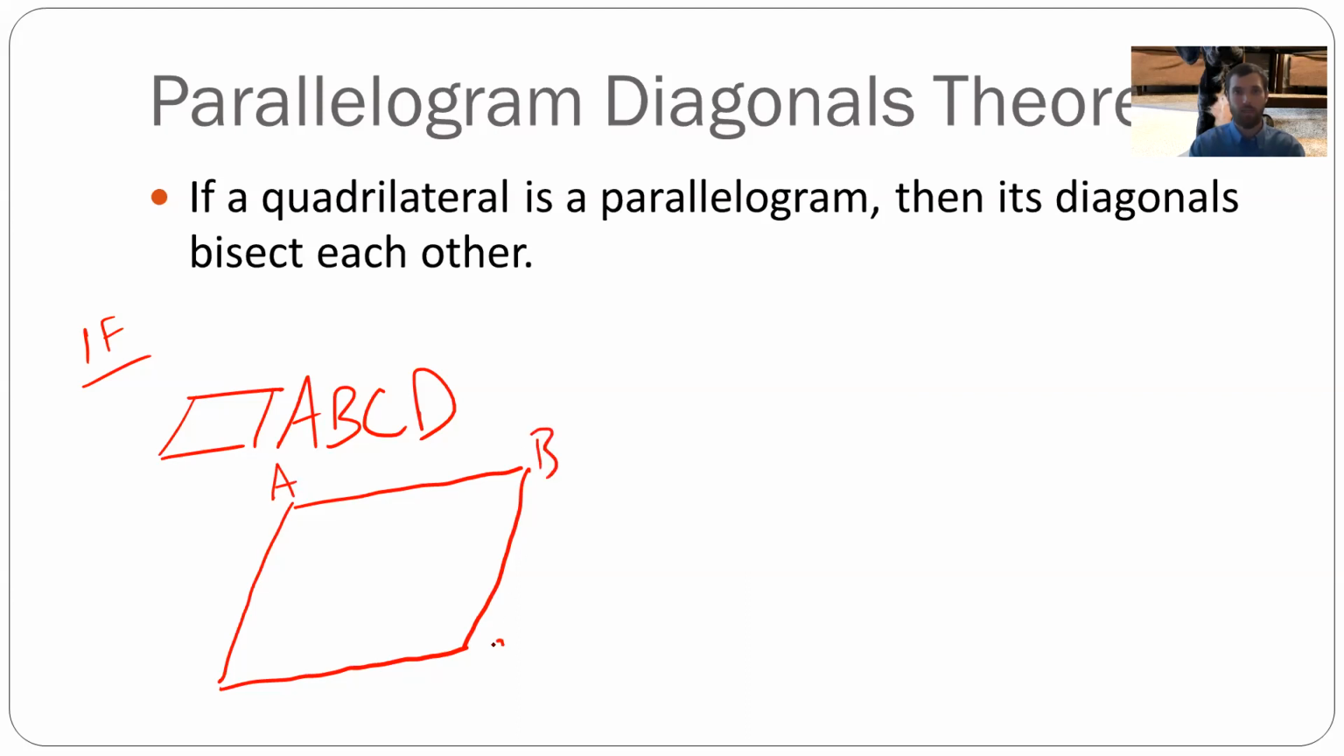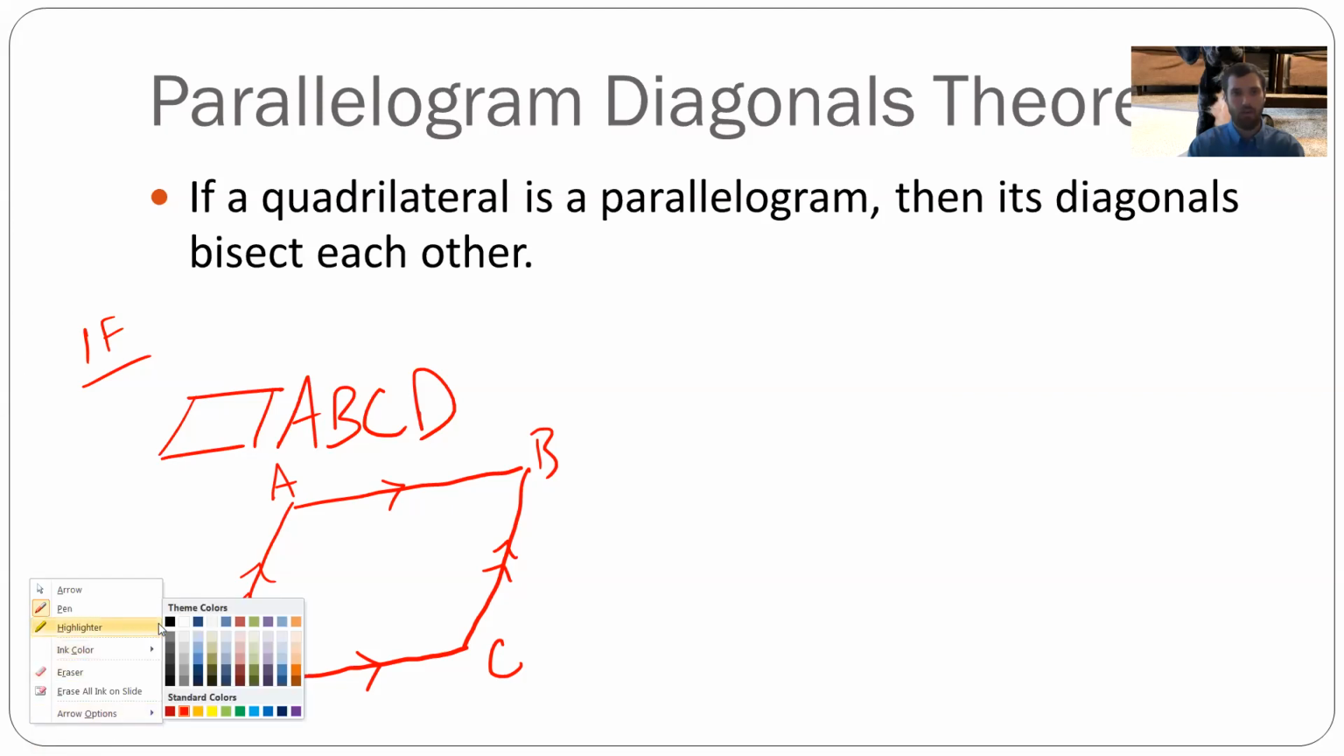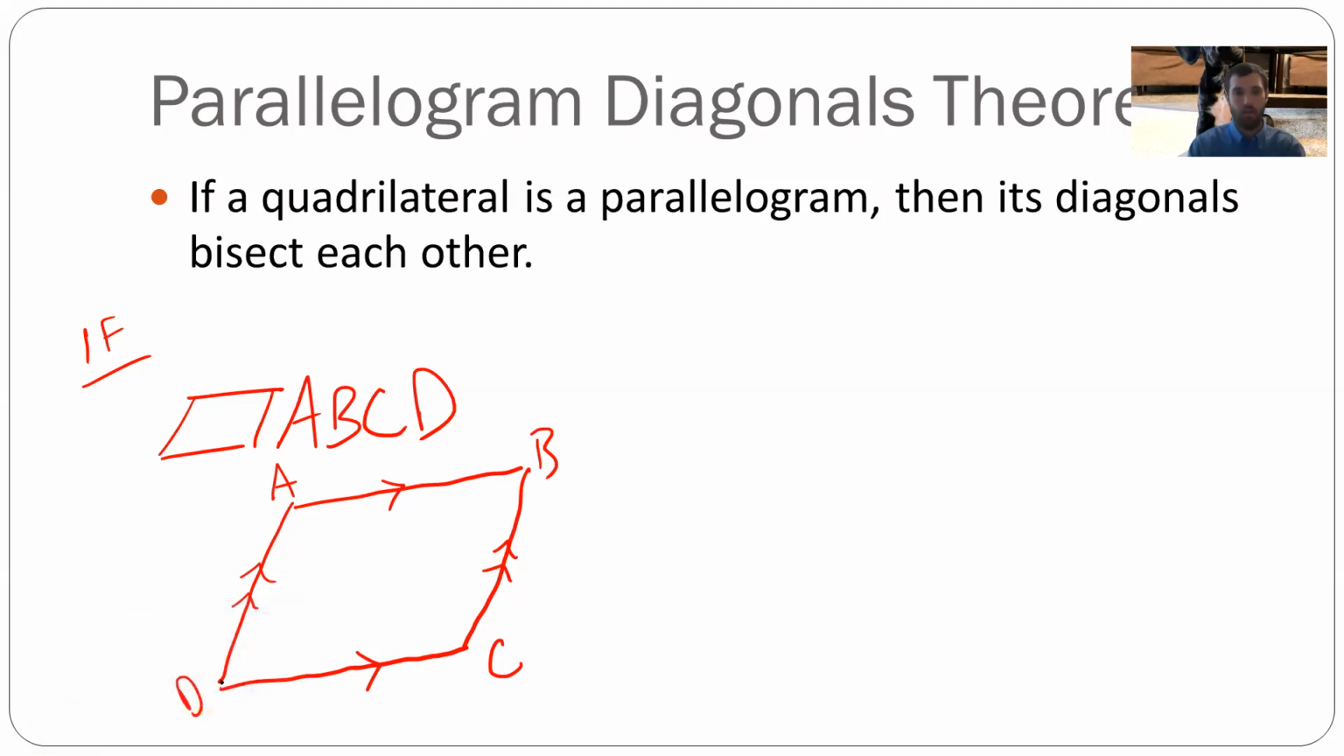Parallelogram ABCD. Now this is talking about our diagonals. Our diagonals live from D to B. So I'm going to draw a line here from D to B and a line from A to C. And let's call this point where they intersect E. Okay.